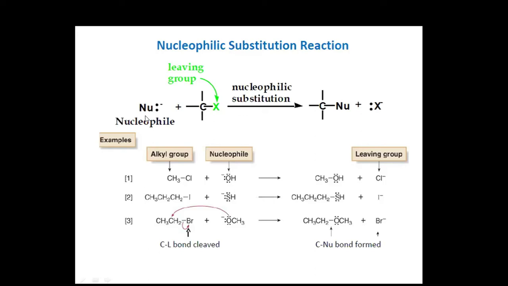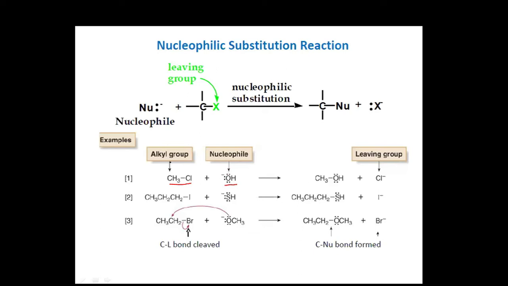So, certain examples correspond to nucleophilic substitution reactions. As I said, the alkyl group can be methyl. If you introduce methyl here and X stands for Cl, what is the name of this compound? Methyl chloride. And the nucleophile in this reaction is the hydroxyl group, OH minus, the hydroxide ion.